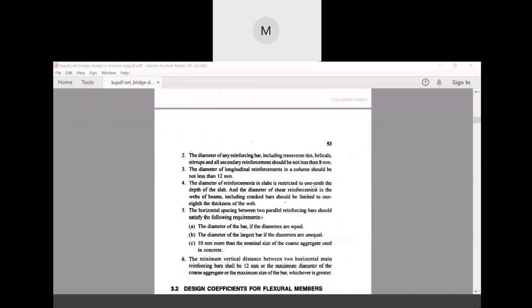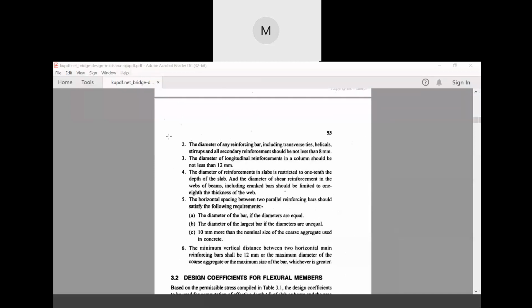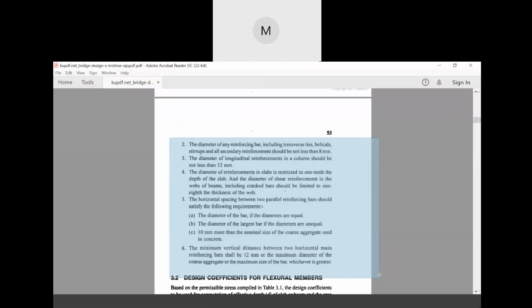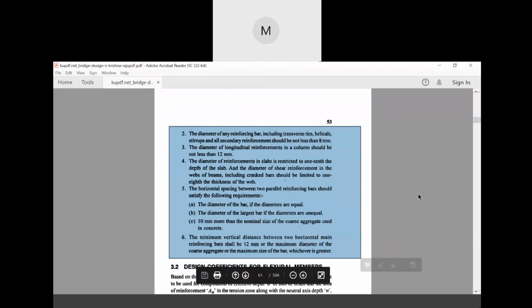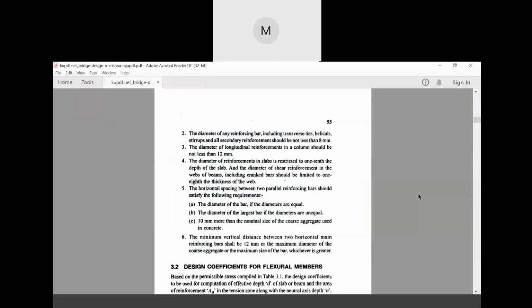These are certain criteria that are required to be followed. These are related to diameter, then horizontal spacing, the vertical distance between two horizontal main reinforcing bars. If you want, you can take a screenshot of this if you don't write. And if you're writing, just write it down. It's up to you. Tell me when it is done.